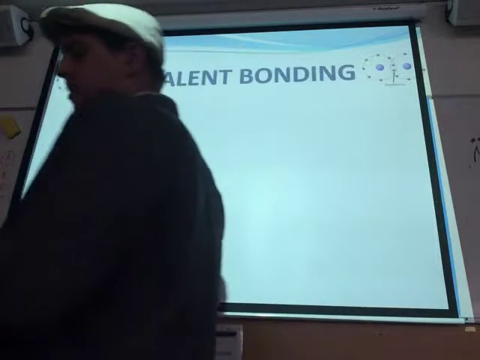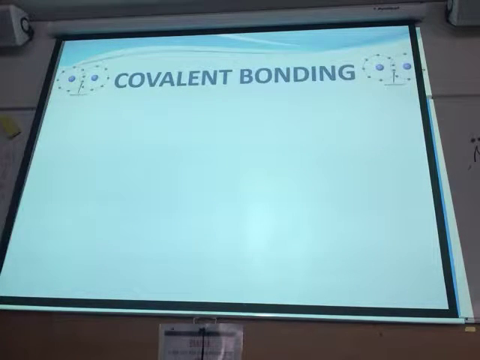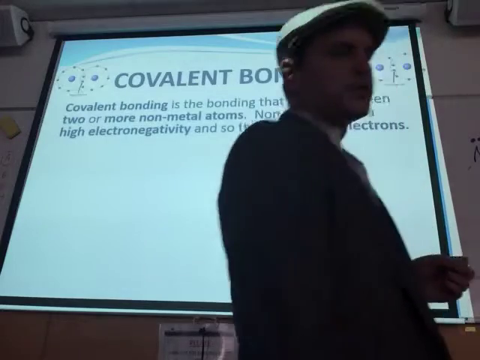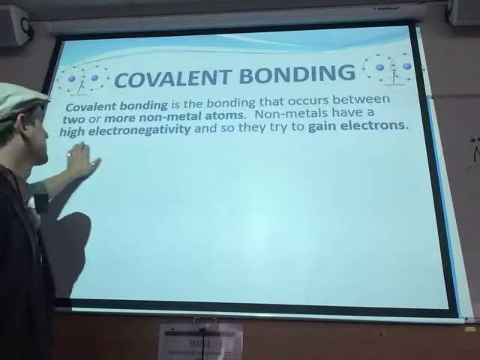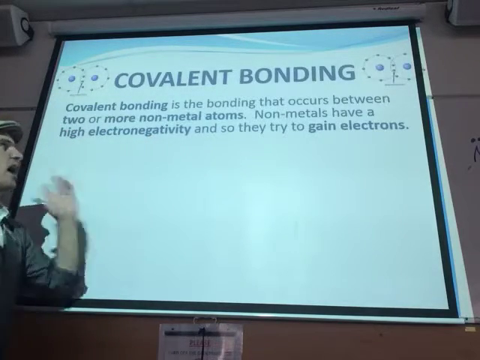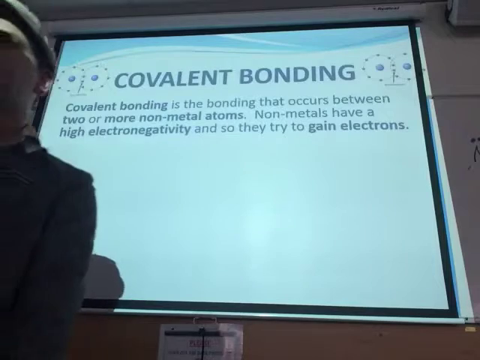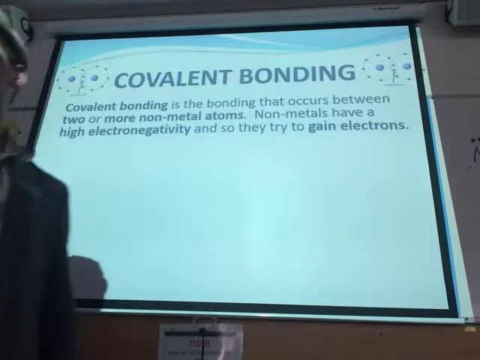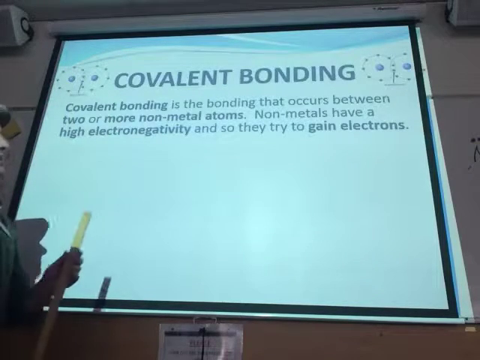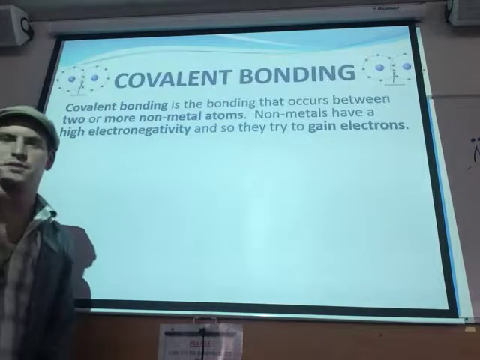So we're going to look at covalent bonding and how it's different from the other two. It deals primarily, in fact exclusively, with non-metal atoms. So covalent bonding is the bonding that occurs between two or more non-metal atoms. Non-metals have high electronegativity. There's that word again. Electronegativity, the ability to hold on, okay? The ability to hold on and gain electrons.